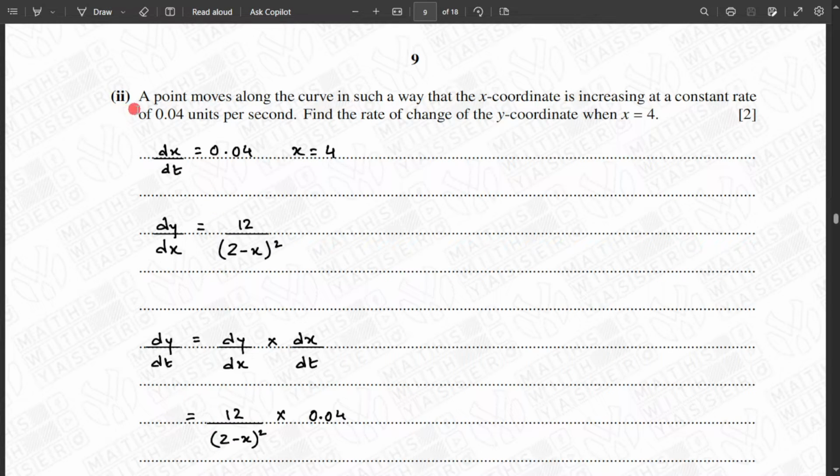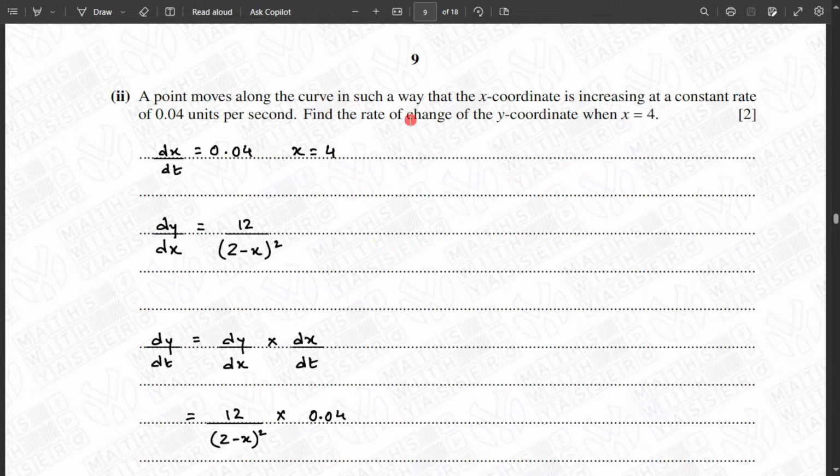In part 2, it says a point moves along the curve in such a way that the x coordinate is increasing at a constant rate of 0.04 units per second. Find the rate of change of the y coordinate when x equals to 4. So it's better that we extract the data from the question first. Since the x coordinate is increasing at a constant rate of 0.04, that means dx by dt is equal to 0.04. And it's also given that x equals to 4.